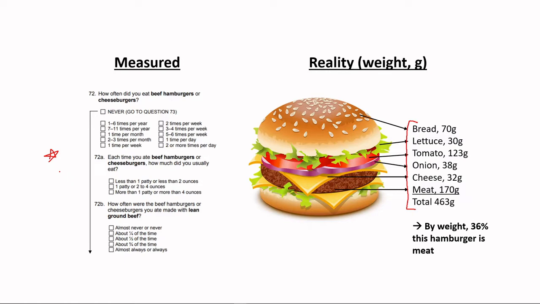Additionally, there is recall bias. You have to recall an entire year's worth of eating hamburger in order to answer the question correctly, including the amount in ounces. These two components of the food frequency questionnaire are part of what makes it imprecise.